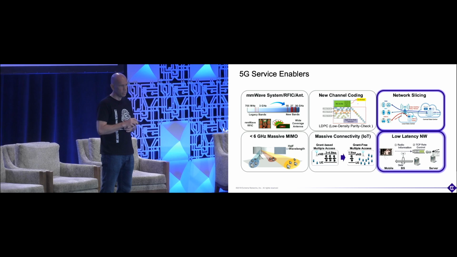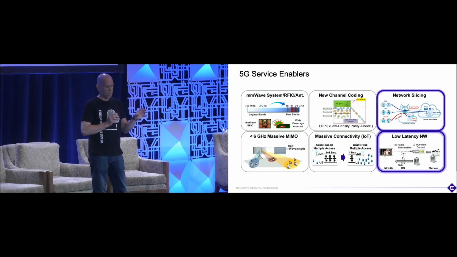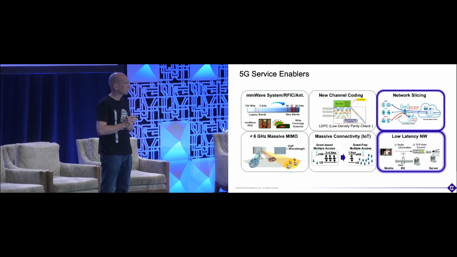Now, what I want to spend some time on is the service enablers. There are two squares I want to spend some more time on here. Ignore the four other ones, they're more on the radio side, but the highlighted ones are network slicing and low latency networks. Network slicing is a pretty interesting one.